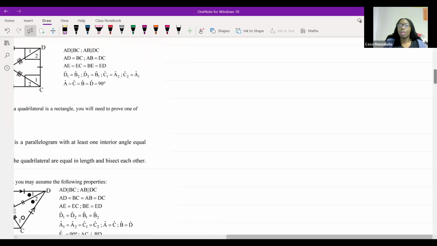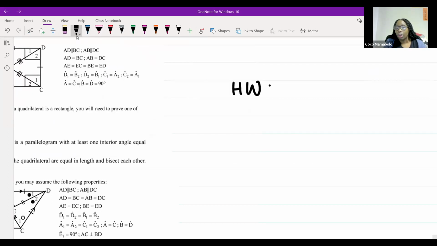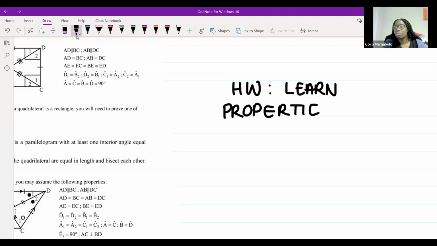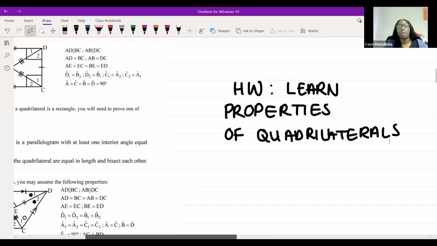Okay, regardless of what we do today, however far we get today, your homework for today is to go and learn the properties of quadrilaterals before we even do anything. Because the more you know about quadrilaterals, the easier it is for you to prove things about them. It's easier for you to use them. So we must know them in advance. All right, so that is your homework. Before we even get to the end of today's lesson, you already have homework.